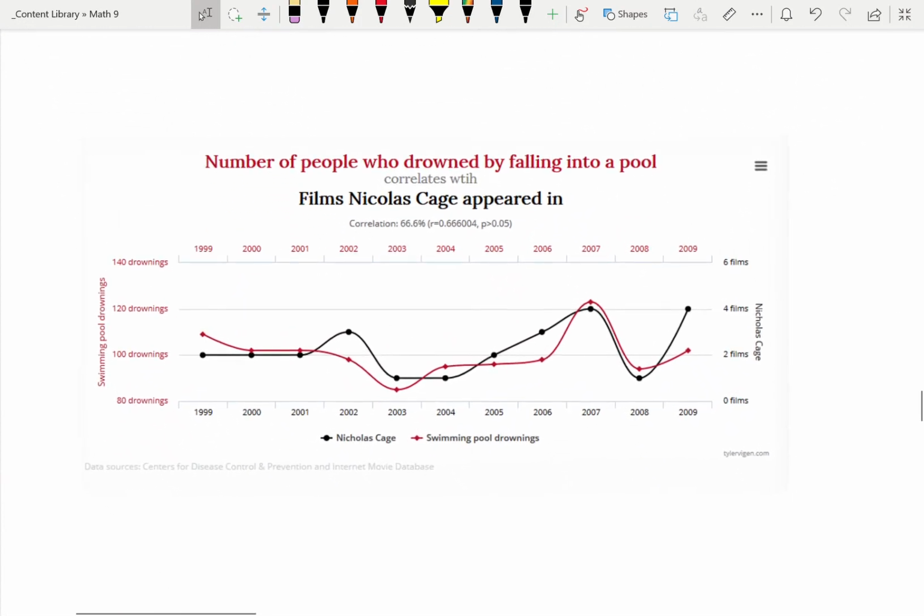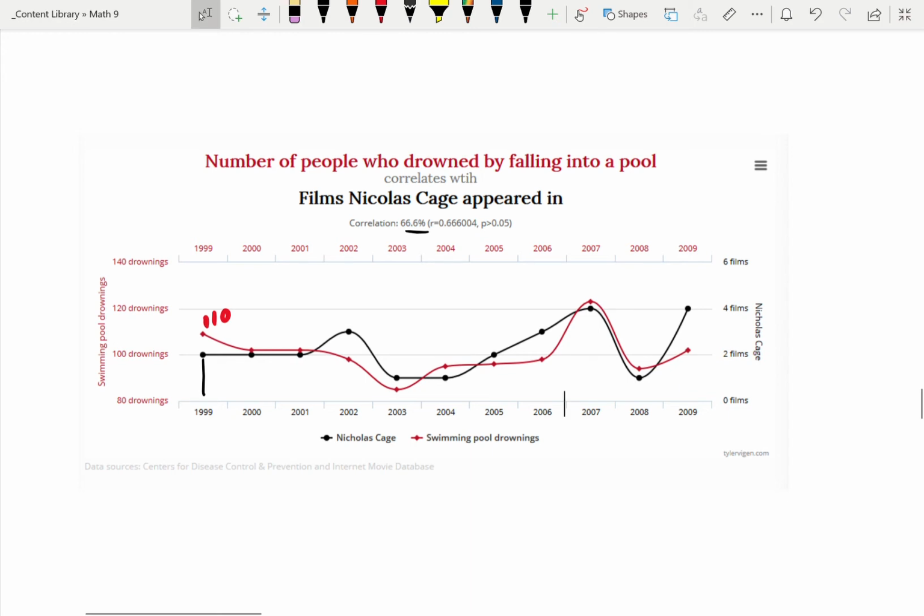Here is a very close relationship, a 66% correlation, between the number of people who drown by falling into a pool versus films Nicolas Cage has appeared in per year. The red line represents how many people have drowned versus how many films Nicolas Cage made in any one year. We can see in 1999, Nicolas Cage made 2 films and roughly 110 people drowned. As we follow these lines, they seem to match up pretty closely. Like right here, we notice it goes way up and then way down.